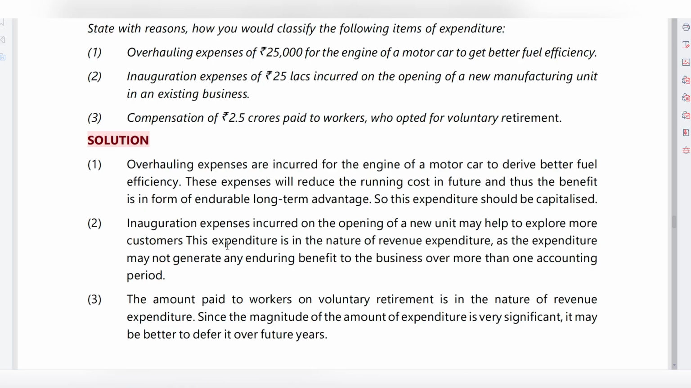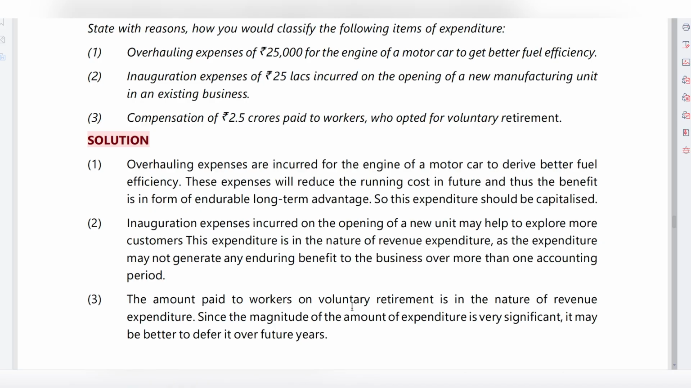So, inauguration expenses, which are for starting the new business, we have incurred those expenses. So, it is a kind of revenue expenditure, and it is incurred just to attract more customers, or just to bring more customers to the business. So it is considered as revenue expenditure, and it is related to one accounting period only, but not more than one accounting period.